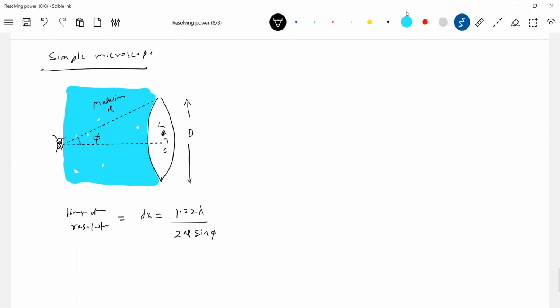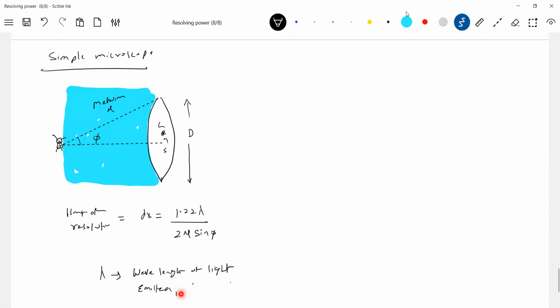So I think all objects will not be self-luminous. Then what we do? We illuminate it from the background. Or the white light which is reflected by the object, that will become lambda. So what is lambda now? Lambda is the wavelength of light emitted, or better say, let it be emitted only.